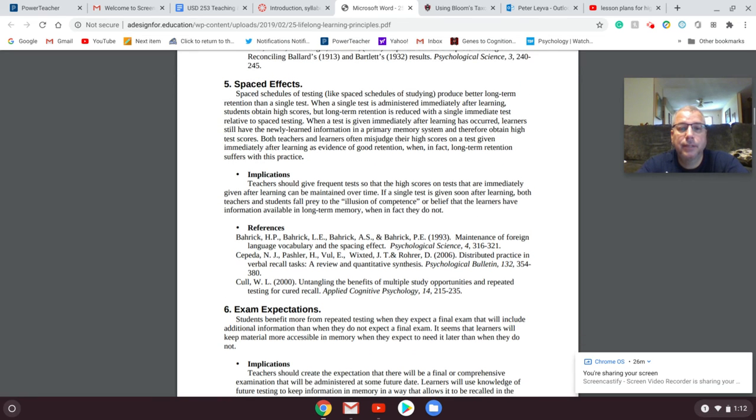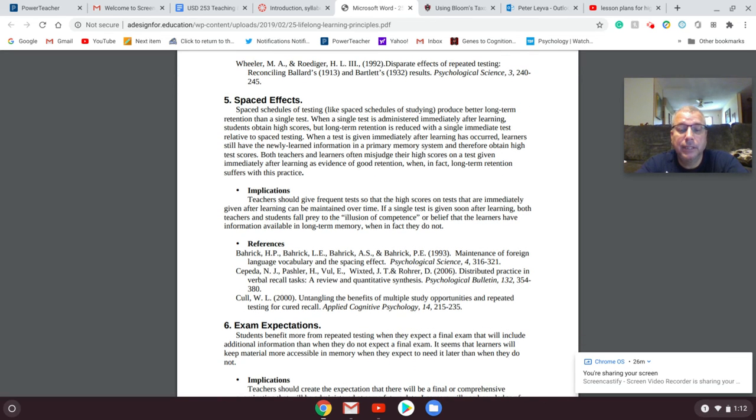Spacing effects. This is the idea that... okay, yes, I was right. I just wanted to make sure I was right. Spacing effects is basically don't cram for anything. Instead of cramming for 3 hours the night before a test, study half an hour a day for a week. Makes sense, right? Don't procrastinate. Don't do it.